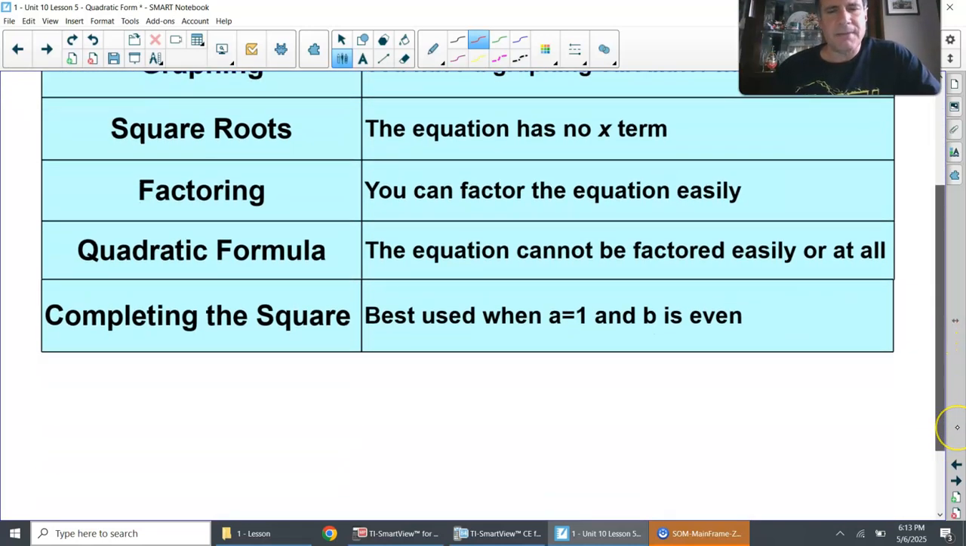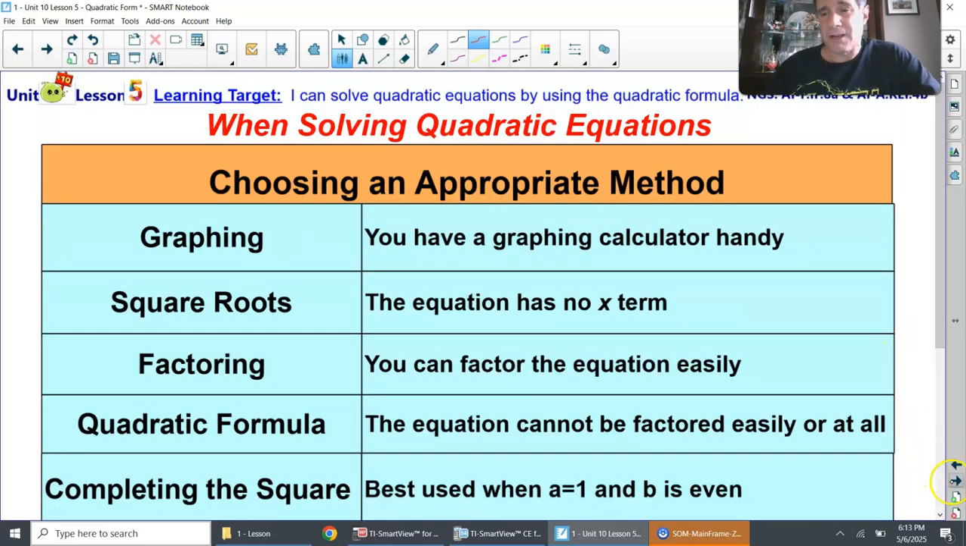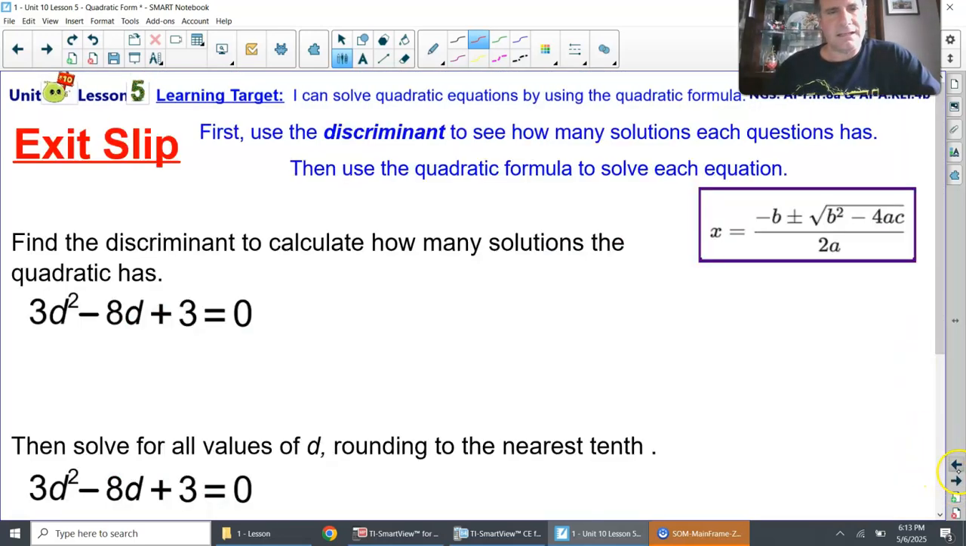Completing the square is best when a equals 1 and b is even. But just remember, they're going to tell you when to use the method of completing the square, and that is it.